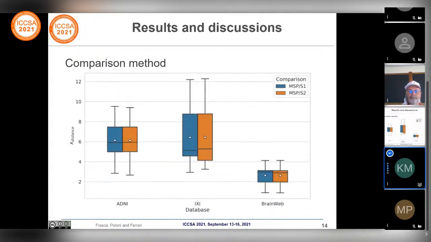Then we compared the results with the MSP and both specialists in colors blue and orange. Here, the values achieved were higher, with a mean distance of 6.14 for the ADNI, 6.43 for the IXI, and 2.62 for the brainwave. The global mean value was 5.1.